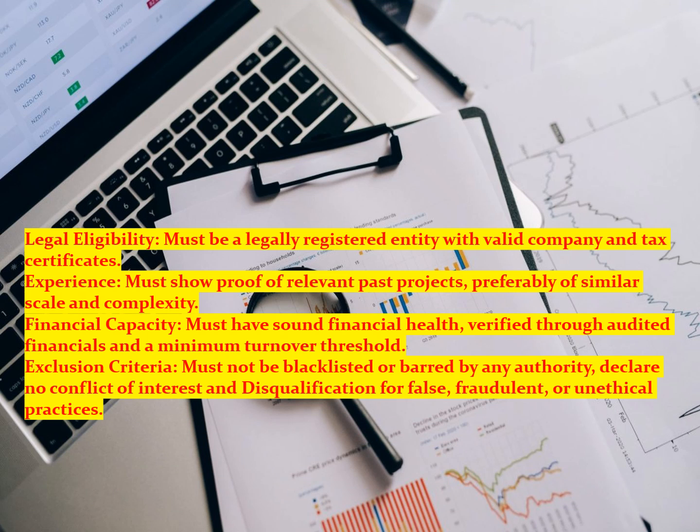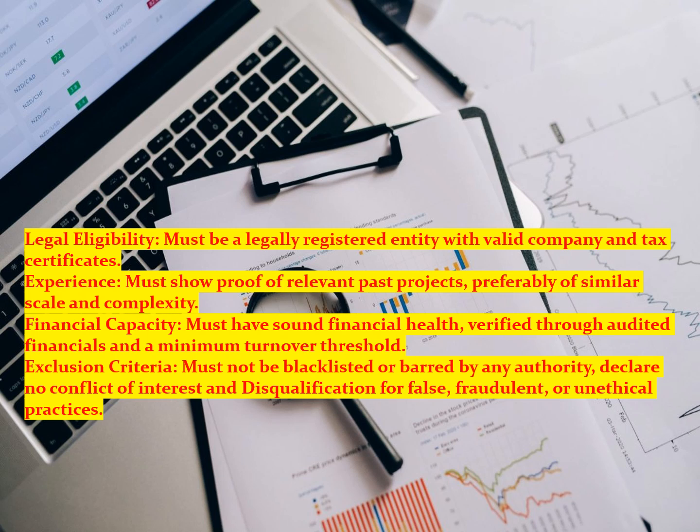For example, you can fill this section like this: to be eligible, bidders must meet the following criteria. Legal eligibility: must be a legally registered entity with valid company and tax certificates. Experience: must show proof of relevant past projects, preferably of similar scale and complexity. Financial capacity: must have sound financial health, verified through audited financials and a minimum turnover threshold. In the exclusion criteria clause, mention that the bidder must not be blacklisted or barred by any authority.